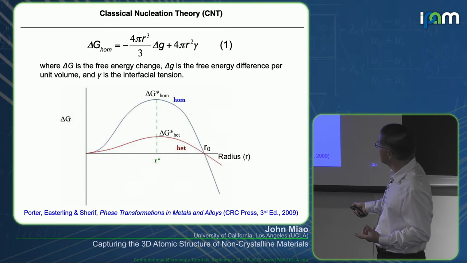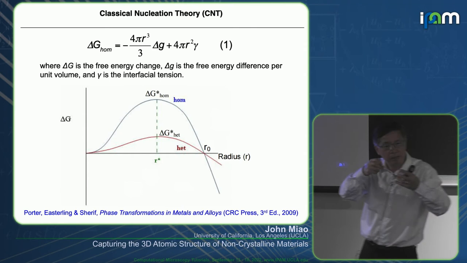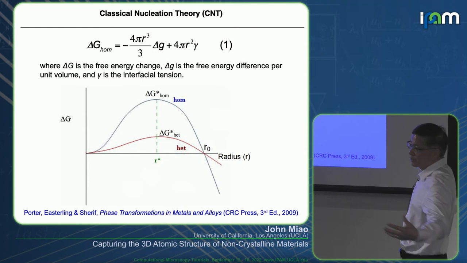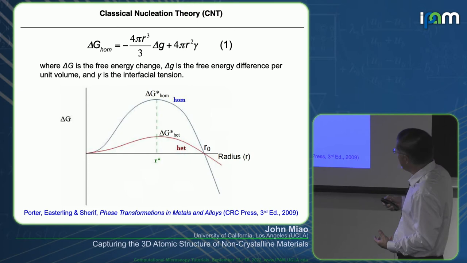So in classical nucleation theory, when I put a glass of water in the freezer, small ice crystals form. Only if a crystal is larger than this R star does it become stable and grow larger. So they always kind of oscillate like this. That's classical nucleation theory. But what do we find? Classical nucleation theory always forms small, uniform crystals.